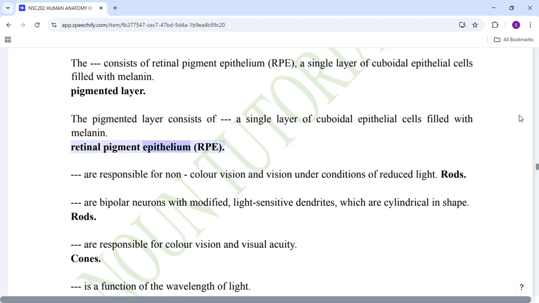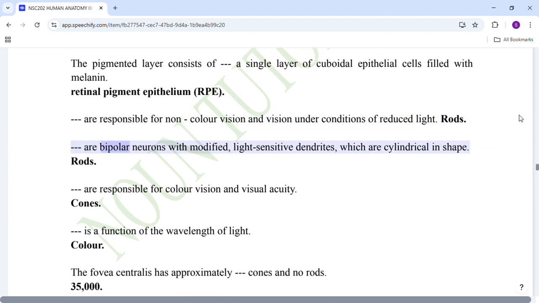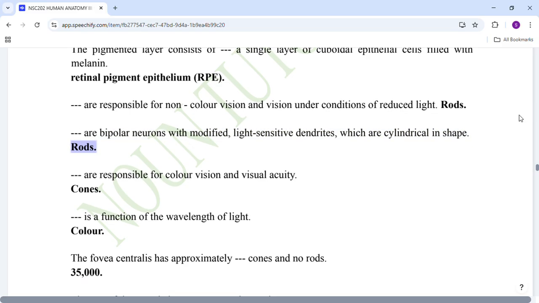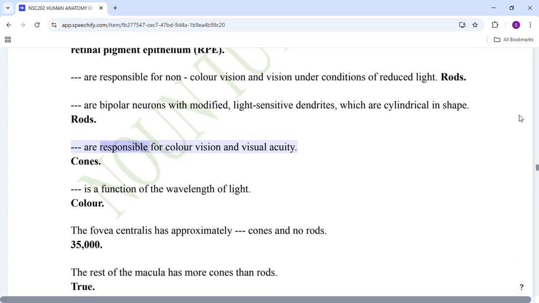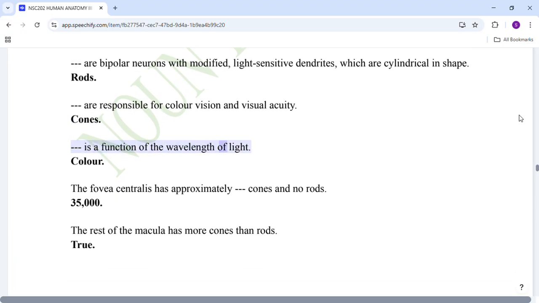Rods are responsible for non-color vision and vision under conditions of reduced light. Rods are bipolar neurons with modified, light-sensitive dendrites, which are cylindrical in shape. Cones are responsible for color vision and visual acuity. Color is a function of the wavelength of light.